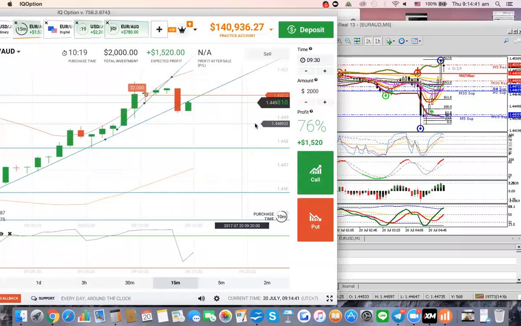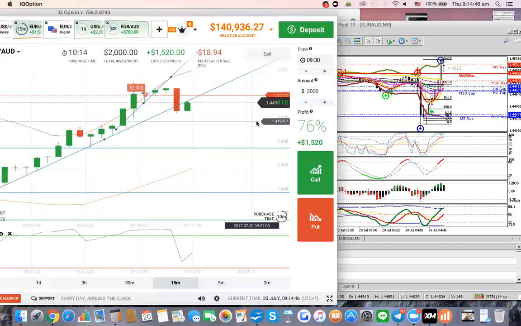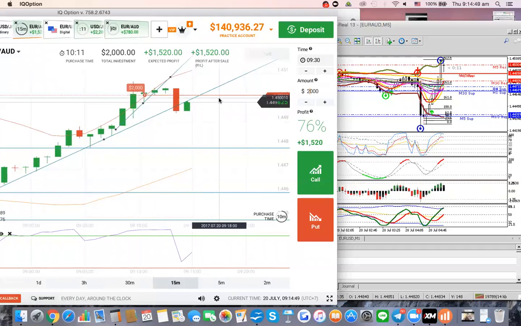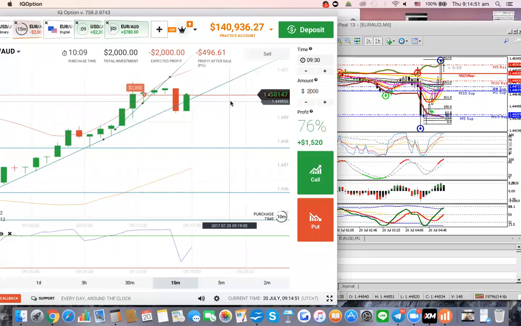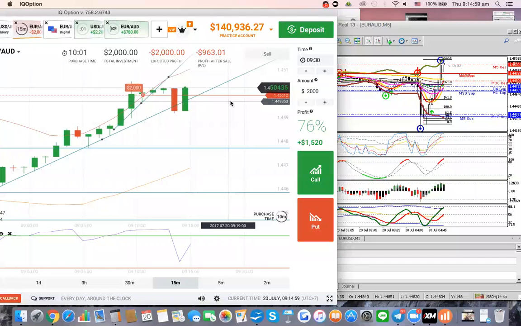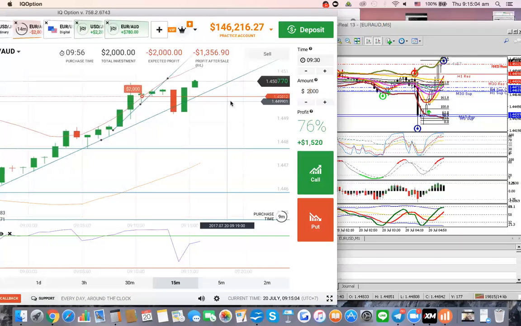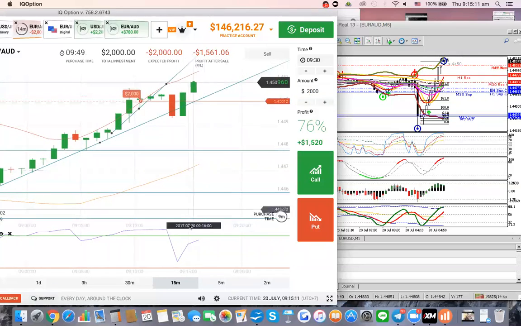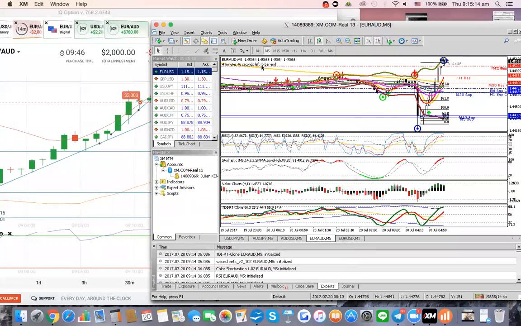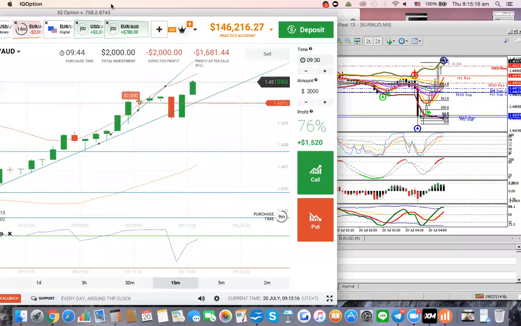Let's see how this does on the close of the bar, okay? Keeping my eyes on this, I don't want this to re-enter the range and start to go nowhere. Damn it, just as I say it. Bloody hell. What just happened?